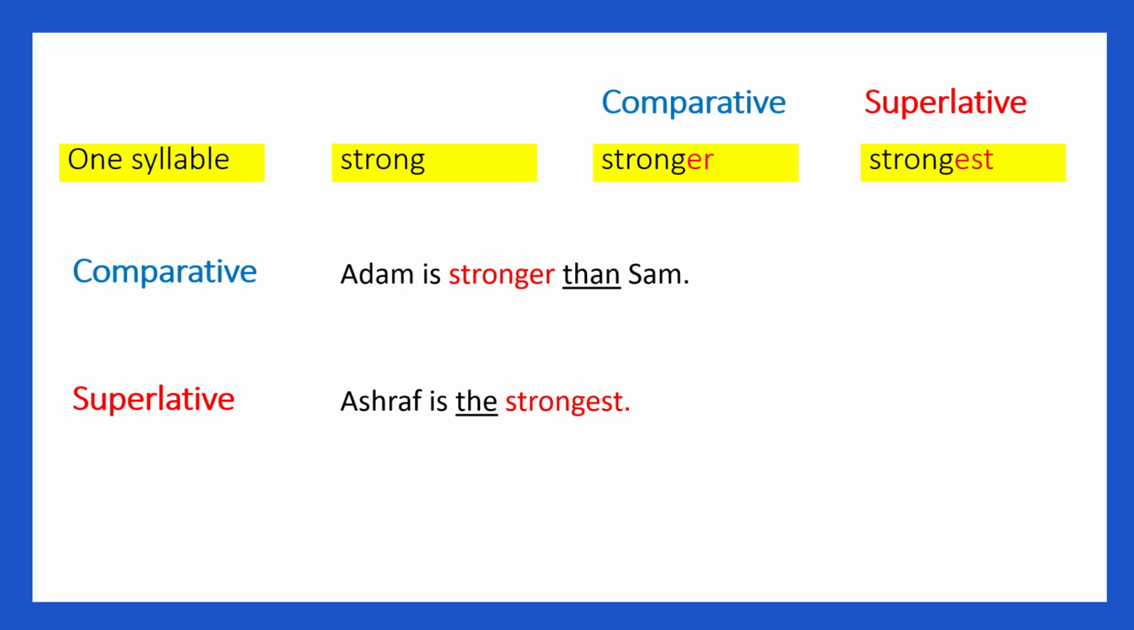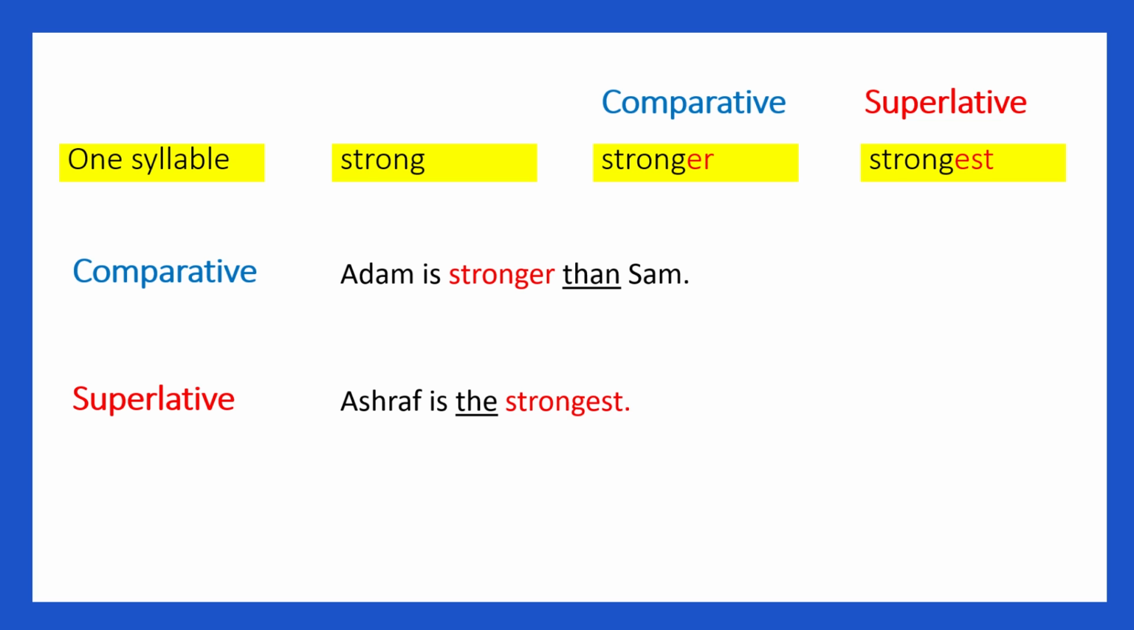For one-syllable adjectives, the rule is to add er when forming the comparative and est when forming the superlative adjective. For example, Adam is stronger than Sam. This sentence is comparing two people, and Ashraf is the strongest. Here I'm comparing one person with a group of people. So it's important to remember that we always use than after the comparative adjective because we are comparing two people.